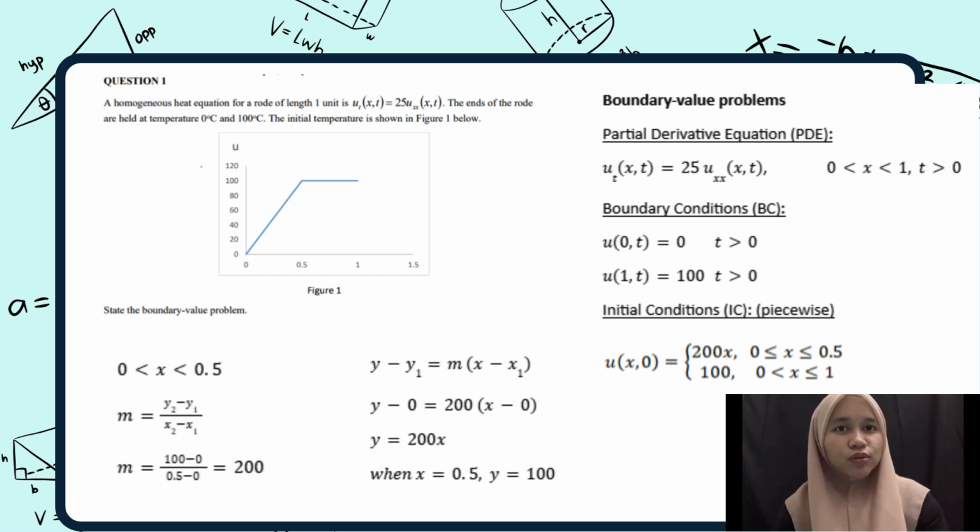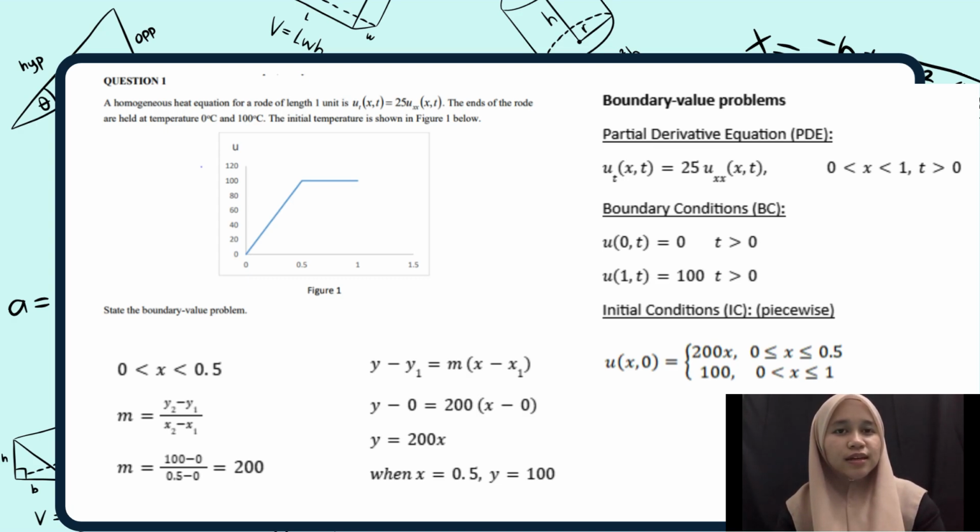At time t equal to 0, the rod is not evenly heated. So, based on the graph, we can see that the temperature starts at 0 degrees Celsius and increases to 100 degrees Celsius at the halfway point x equal to 0.5, and then stays at 100 degrees Celsius all the way to the end of the rod.